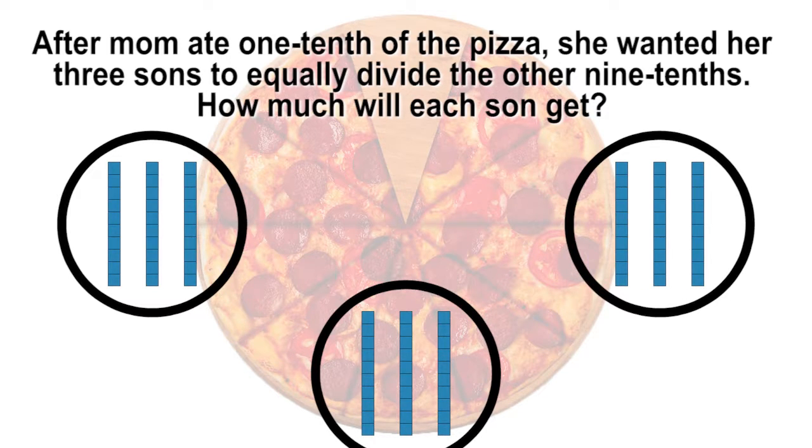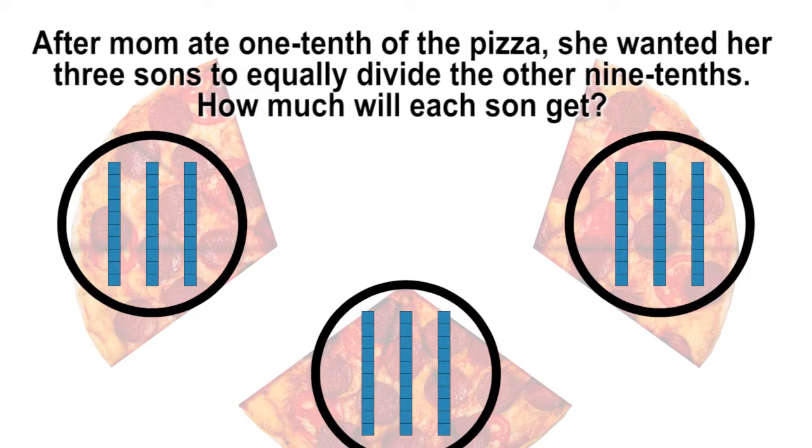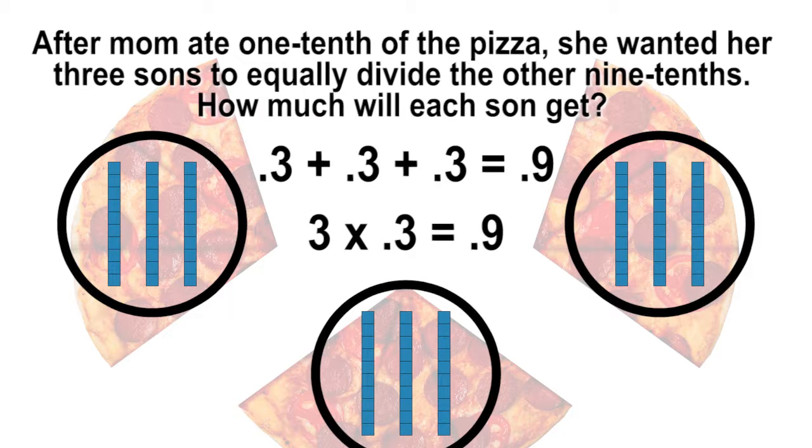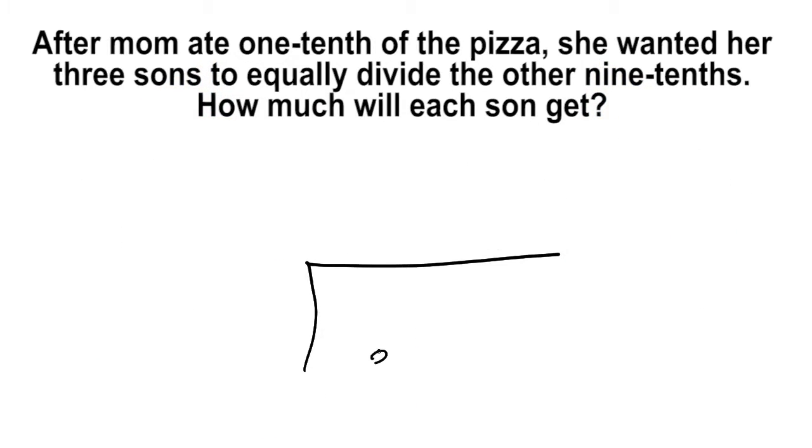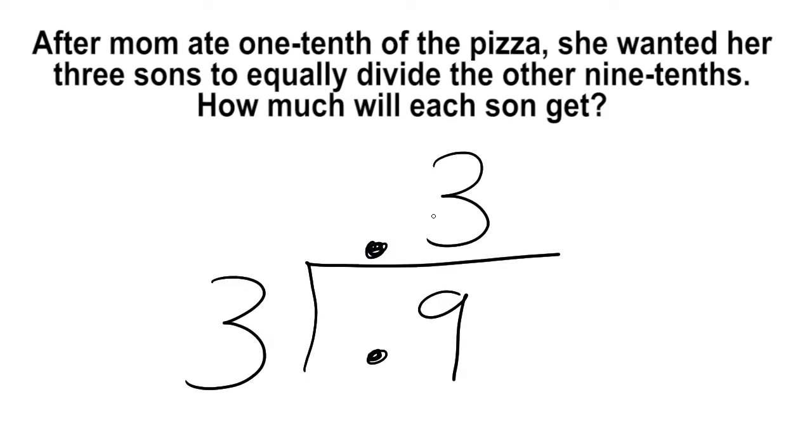We can see here that each son will receive 3/10 of the pizza. 3/10 plus 3/10 plus 3/10 are 9/10, as mentioned in the story. Similarly, 3 groups of 3/10 are 9/10. Each son received 3/10 of the pizza. We represent this numerically this way: 9/10 divided by 3 is 3/10.